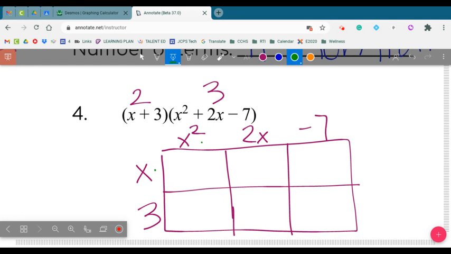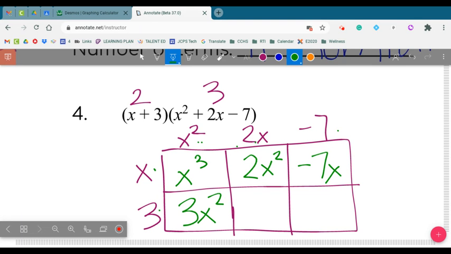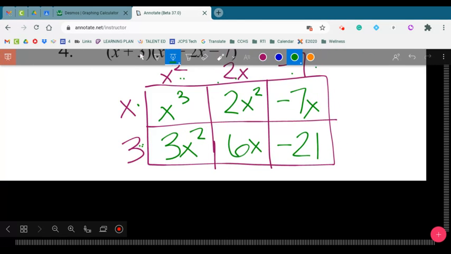So x times x squared is going to give me x cubed because you add your exponents. X times 2x is going to give me 2x squared. Negative 7 times x is going to give me negative 7x. X squared times 3 is 3x squared. 2x times 3 is 6x, and negative 7 times 3 is negative 21. So you just add your exponents and multiply the coefficients on the front.